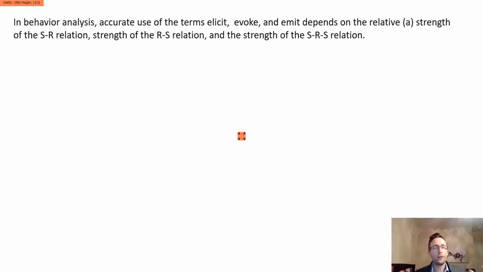Alright. So in behavior analysis, the accurate use of the terms elicit, evoke, and emit depend on the relative strength of the SR relation, the strength of the RS relation, and the strength of the SRS relation. So in other words, the strength or the extent to which an antecedent controls the behavior, a consequence controls the behavior, or the behavior is controlled by the combination of an antecedent and a consequence.